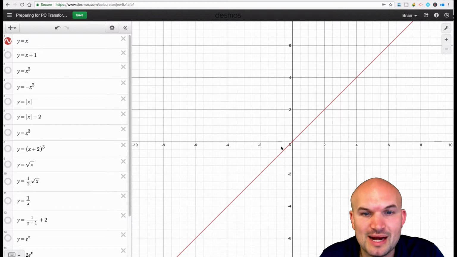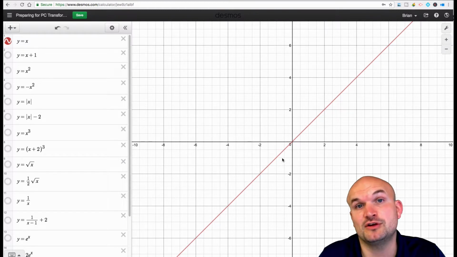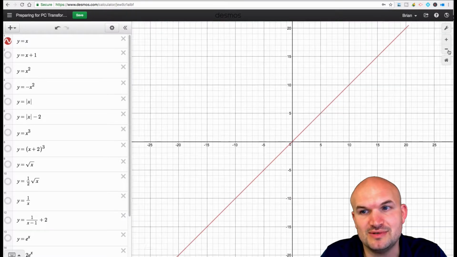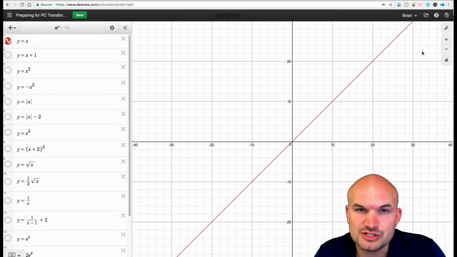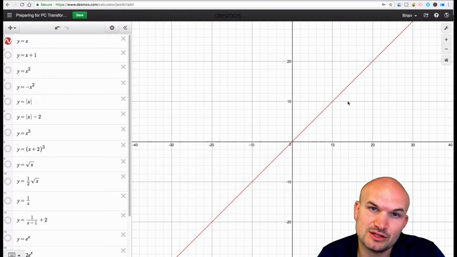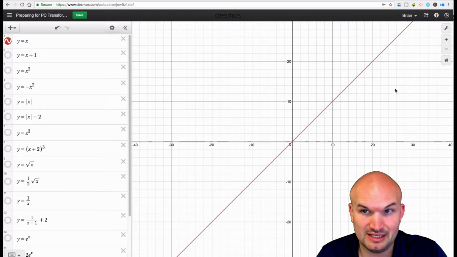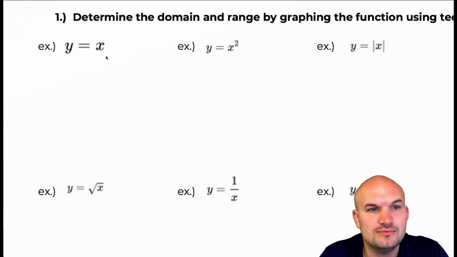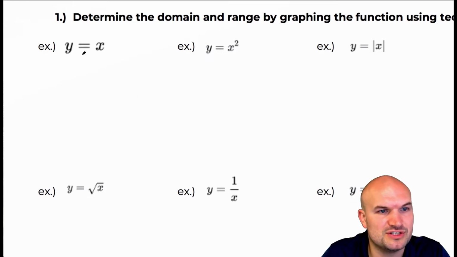Now, the range is basically asking us how low the graph is going and how high it is going. And again, as we zoom out, we see that there are no restrictions on it. There's no reason that we would believe that the graph is going to stop going down or stop going up. So therefore, we can say that the graph is going down to negative infinity and continuing up towards infinity.